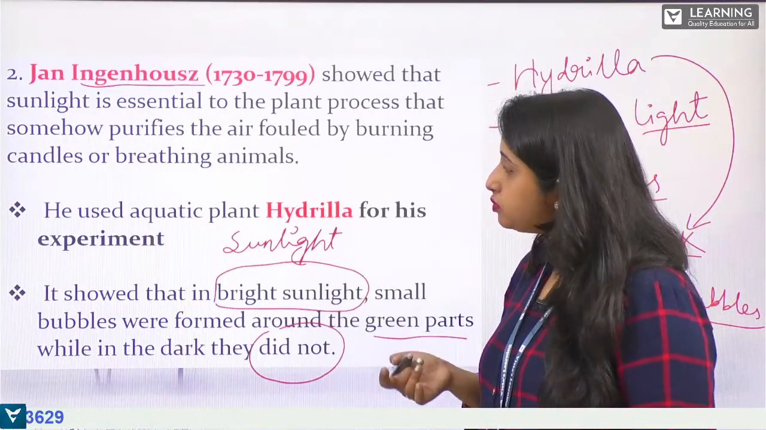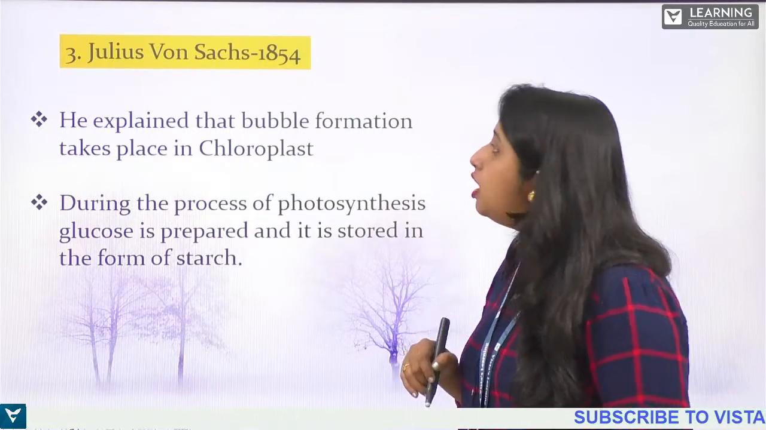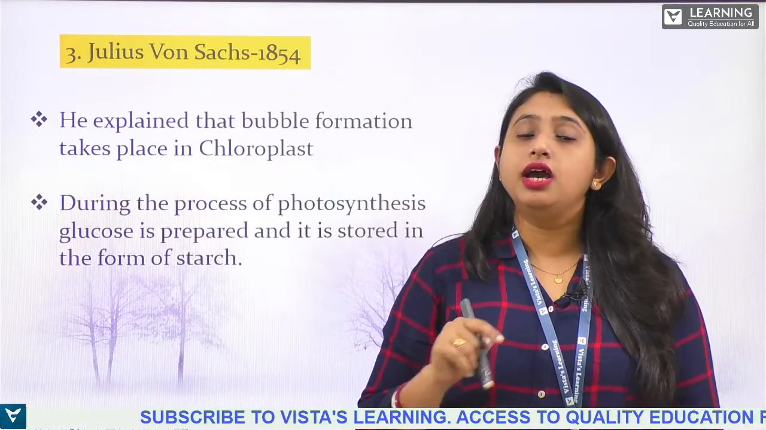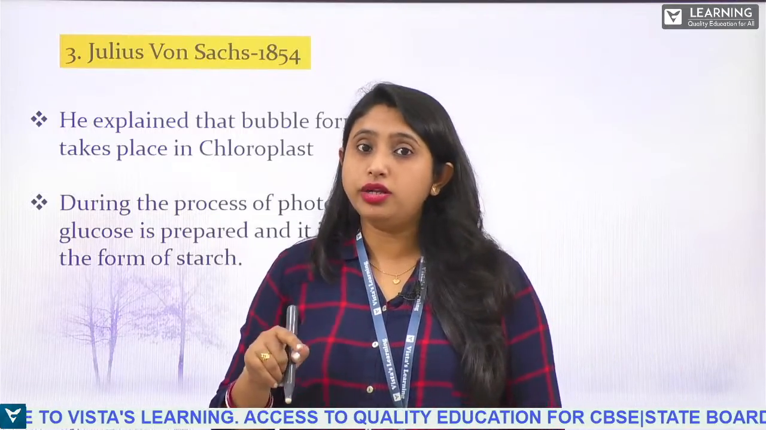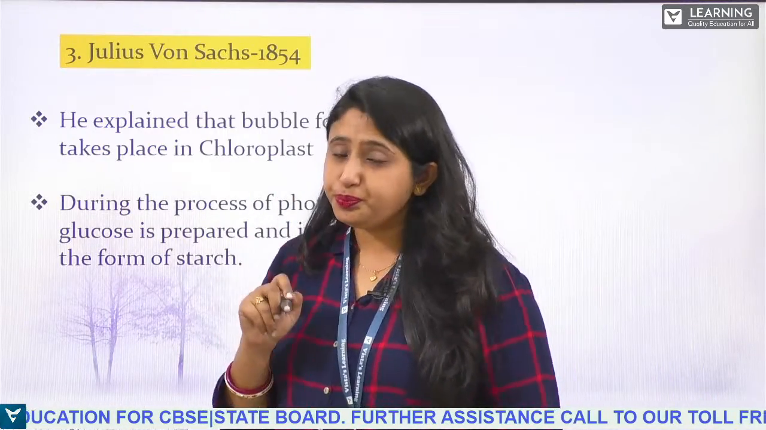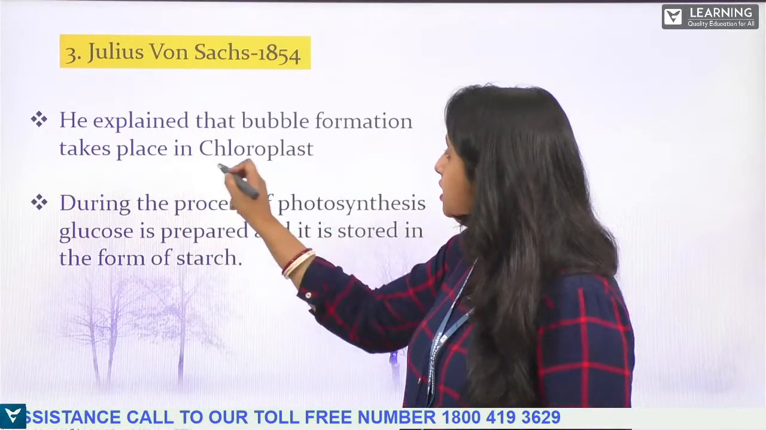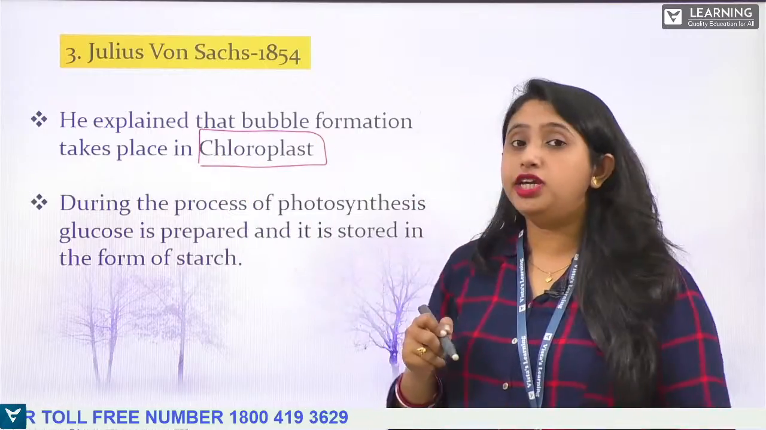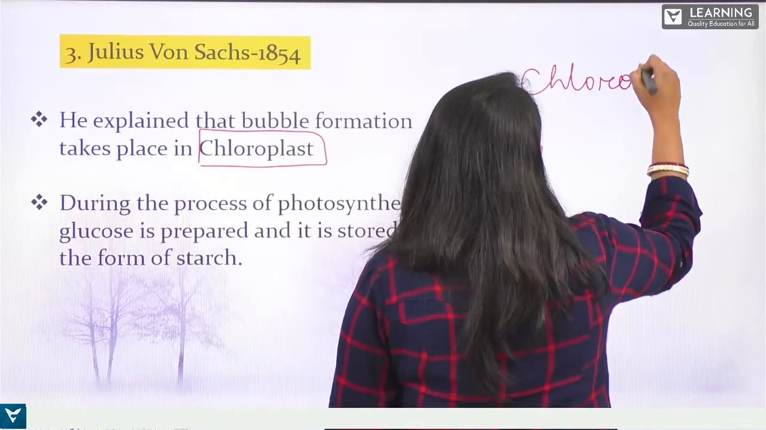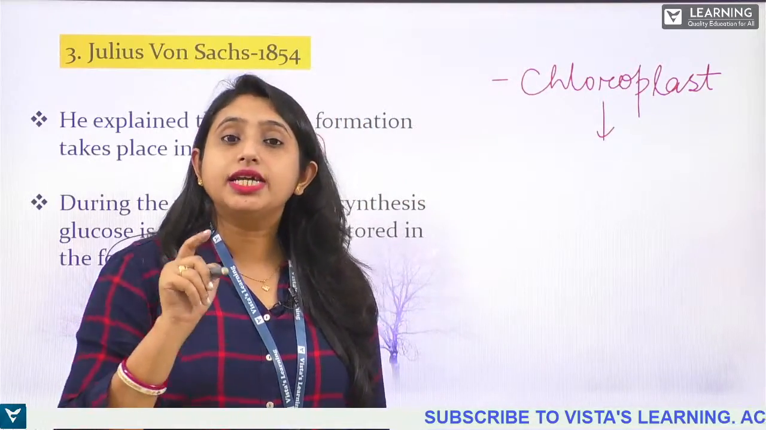Is that clear? Next, another scientist, Julius von Sachs. He said that not only oxygen and sunlight, the leaves of the plant have chloroplasts. He examined and said that the bubble formation takes place in the chloroplast, which is the kitchen of the cell.